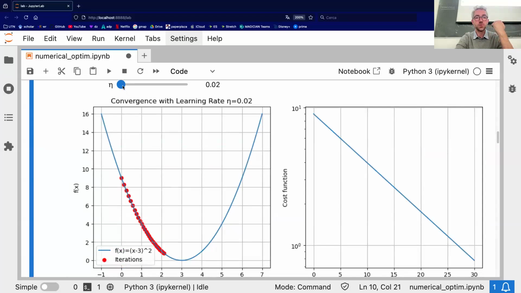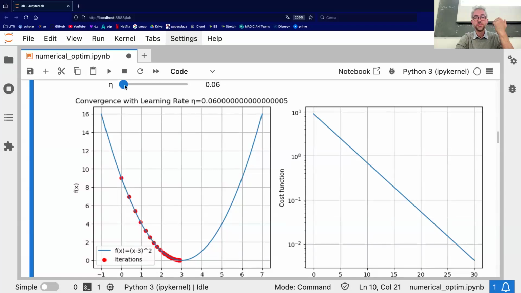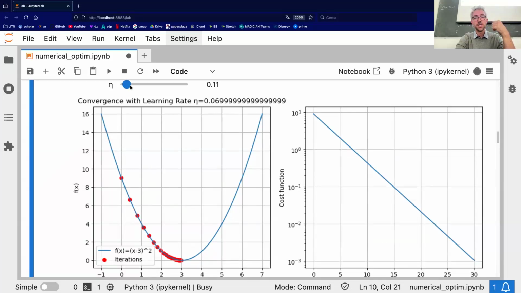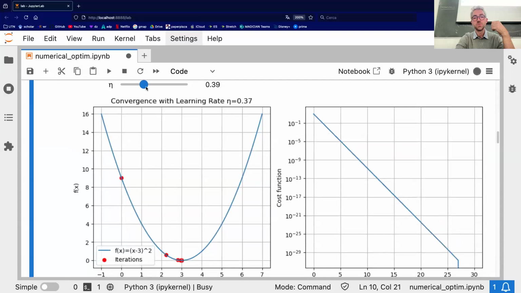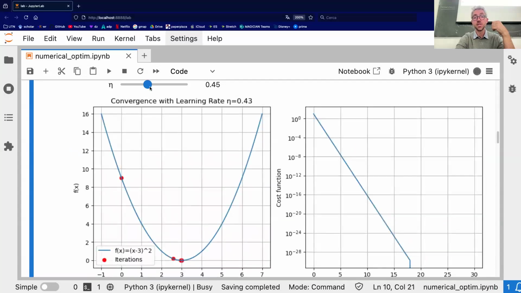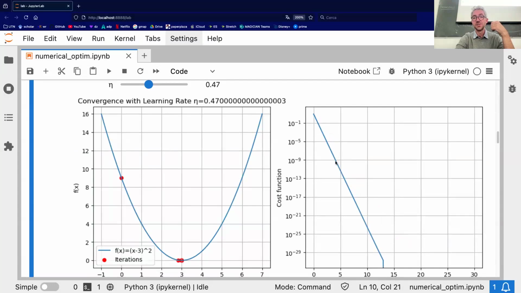In this case, it's not too difficult to get a good learning rate. I would say that roughly at 0.06, the convergence starts to be sufficiently fast. And then let's see how high we can go. We can go very high, actually, and it's still going to work. You can see now the precision that we got is super high. Now we are at 10 to the minus 29.